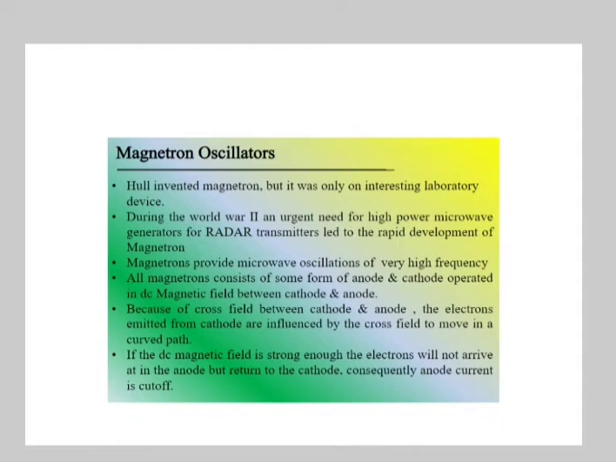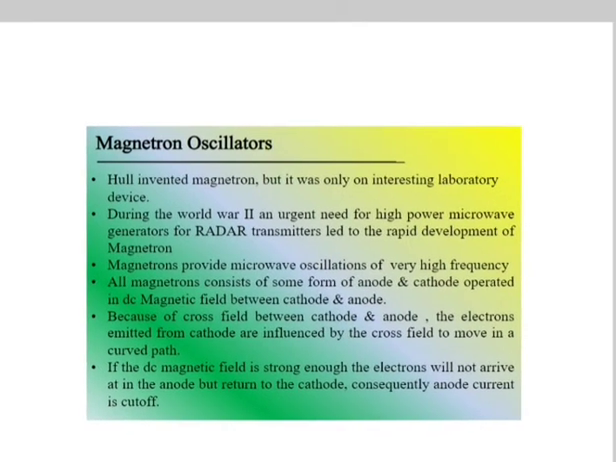So, the magnetron oscillator. Hull invented the magnetron, but it was only an interesting laboratory device. During the Second World War, an urgent need for a high power microwave generator for radar transmitters led to the rapid development of the magnetron. It provided microwave oscillations of very high frequency.